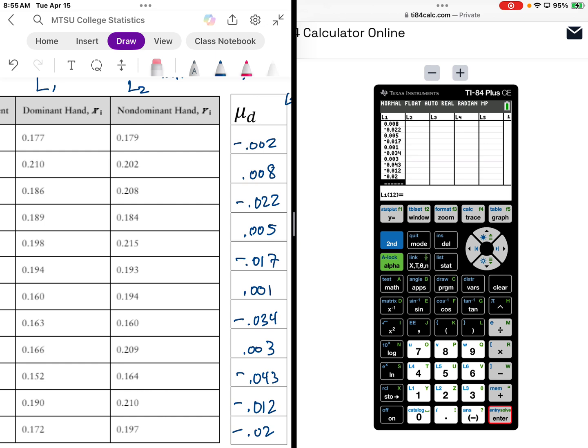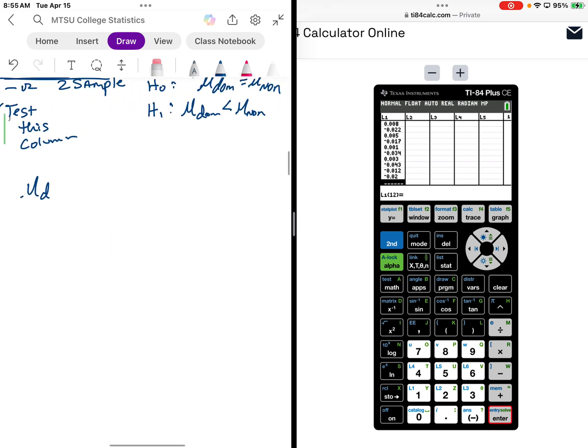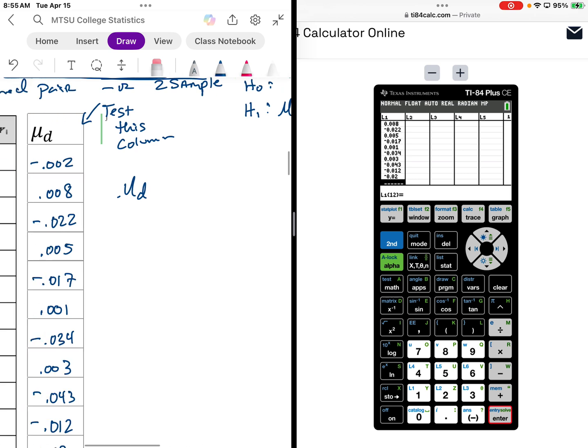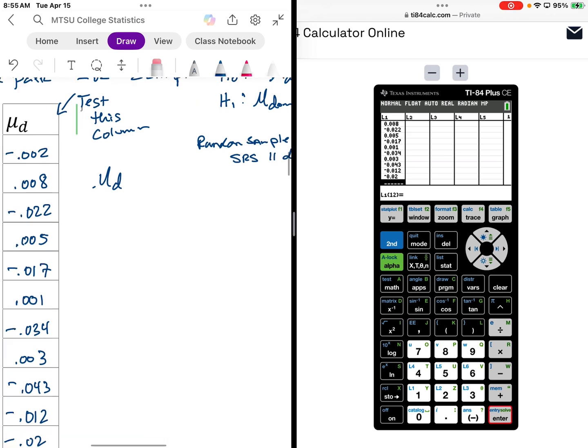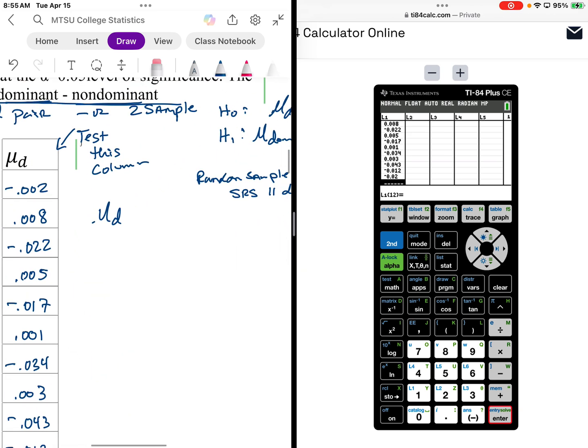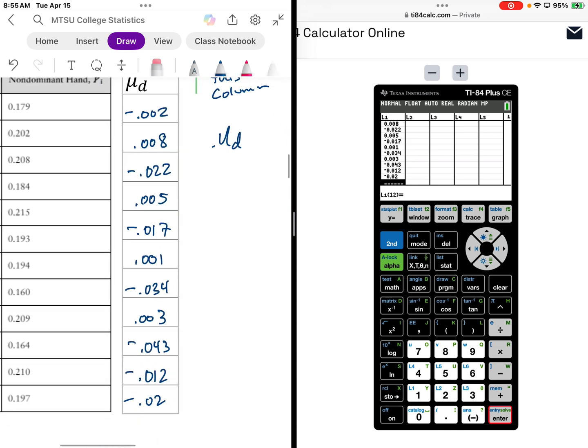All right, so I got my numbers in there. So they did tell us that there was a random sample. When we look at our conditions, random sample, they told us that we had a simple random sample of 11 students, right? Oh, 12 students. Okay, I'm off a number. Dang it. Who did I leave out in my table?